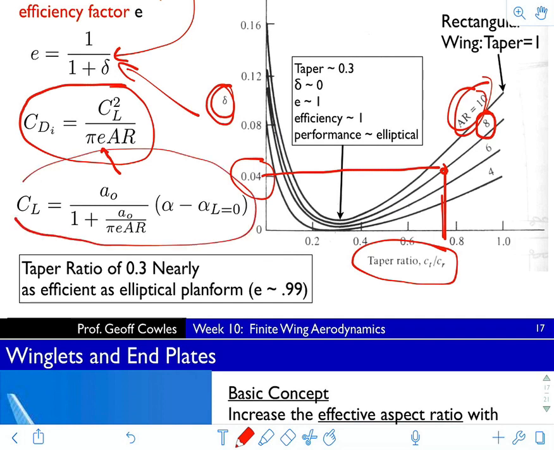So this is our augmented lift curve slope from the 2D foil case, A naught. We have this new term in the denominator, which will be non-zero in the case of a finite aspect ratio. And in there is our little e right here. So we'll augment the lift curve slope as well.